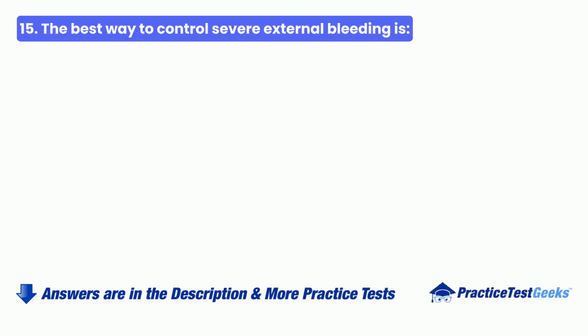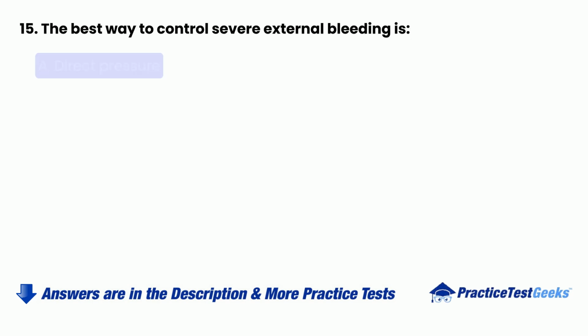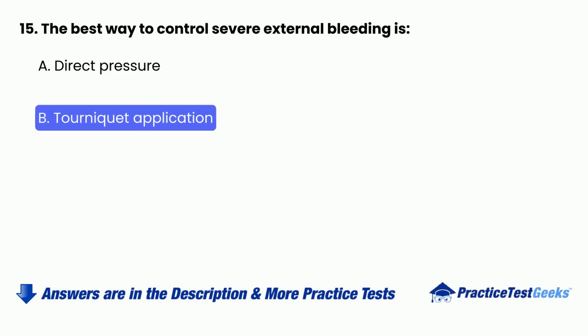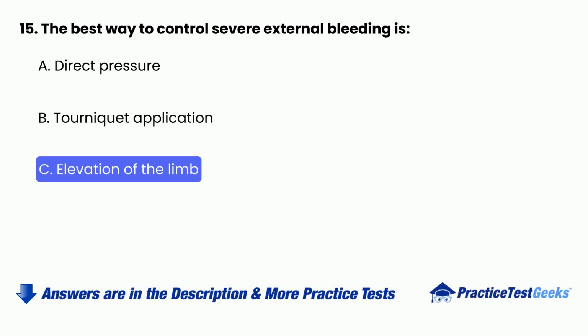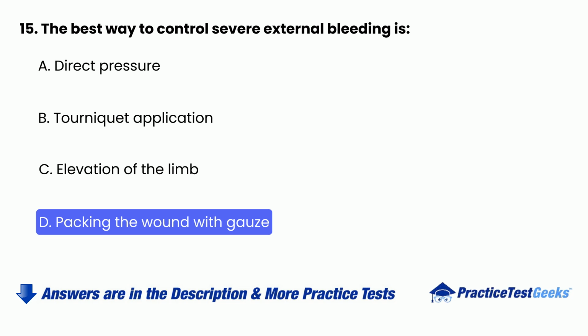15. The best way to control severe external bleeding is A. Direct pressure. B. Tourniquet application. C. Elevation of the limb. D. Packing the wound with gauze.